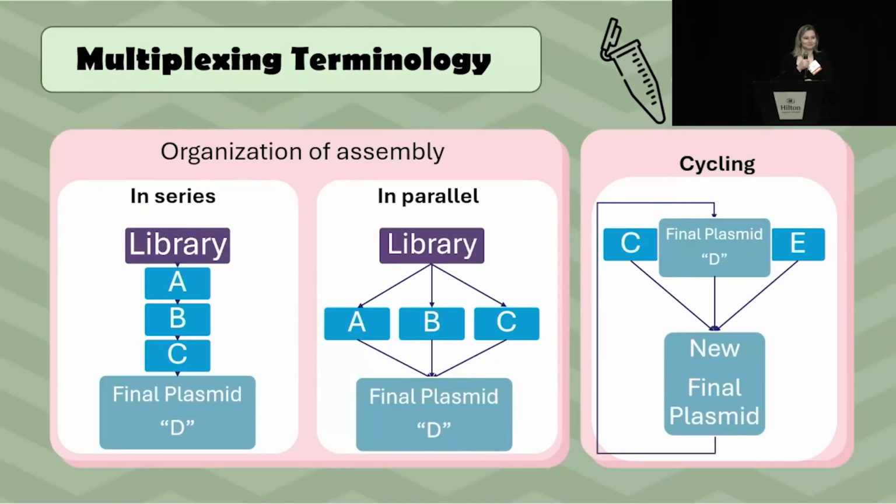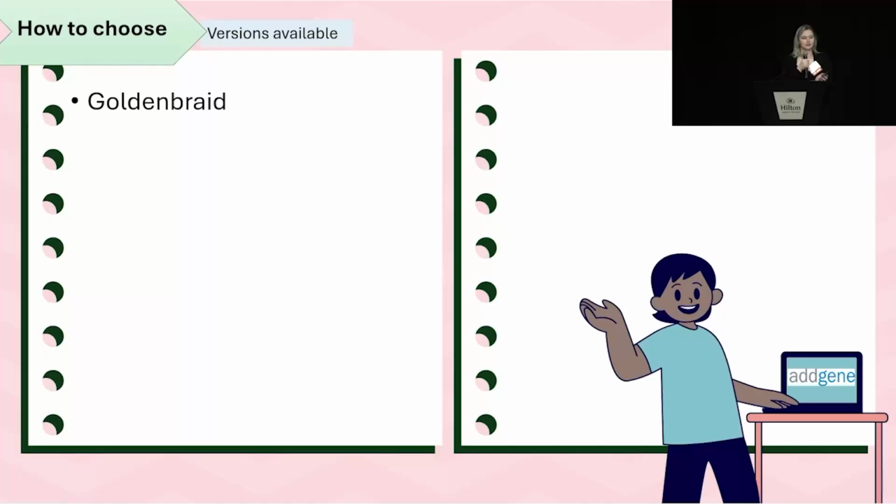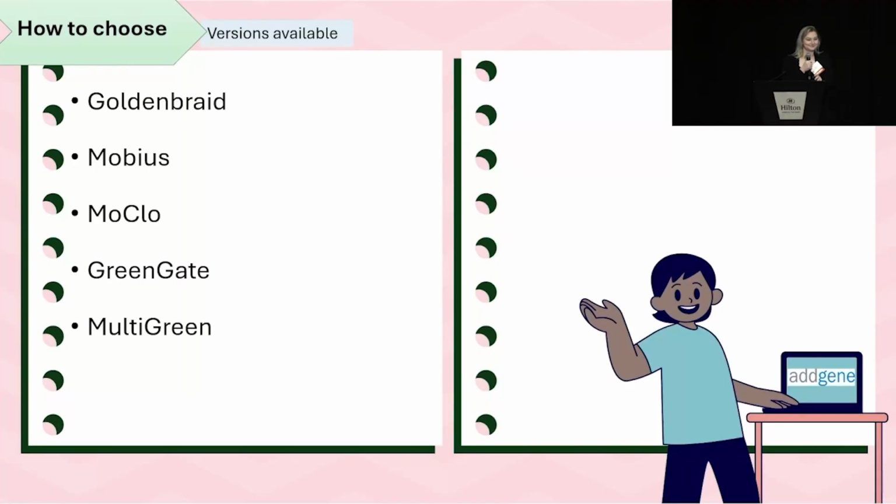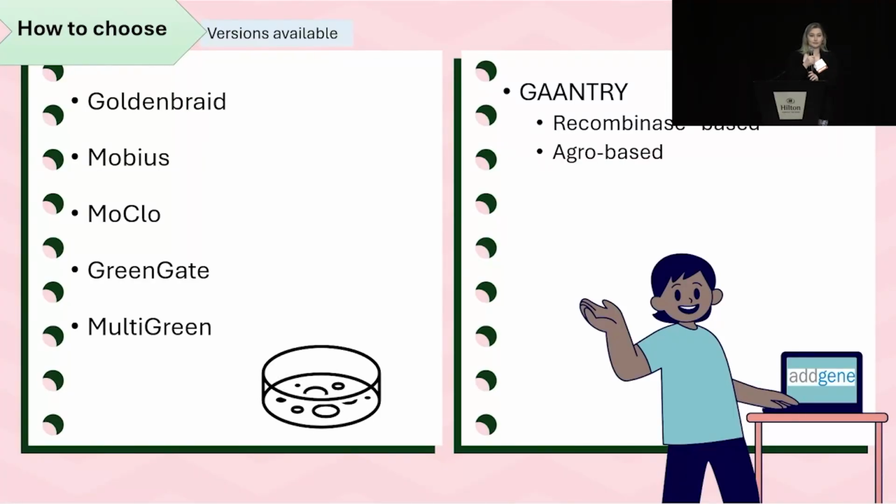till your heart's content. So, the 5 versions that I'm going to be going over in terms of Golden Gate are Golden Braid, Mobius, Moclo, Green Gate, and Multigreen. Dr. Thilmany will also be going over gantry system, which is a type of modular cloning. However, it, as I mentioned, is recombinase-based. It's also agro-based. So all the ones that I'm going to go over are type 2 restriction enzyme-based, and they're based on cloning in E. coli. So you'll have to still transform into agro.